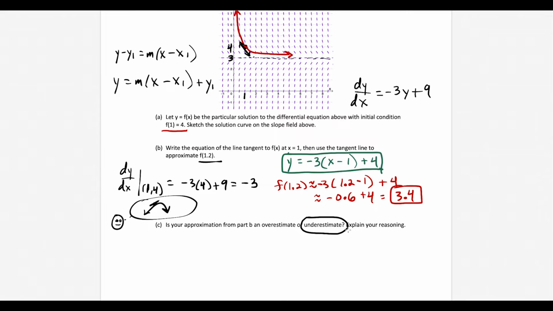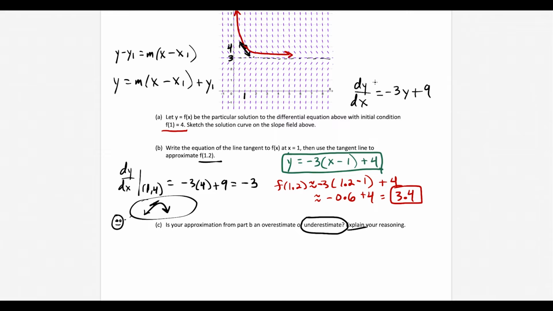But remember, we have to explain our reasoning here, so we just need something more precise. So how do we know that in this situation we're going to have an under approximation? We have to make the argument that our curve is concave up. And that's going to come from our second derivative. So we have to take the derivative of dy/dx. So we could say d squared y over dx squared is equal to negative 3 dy/dx.